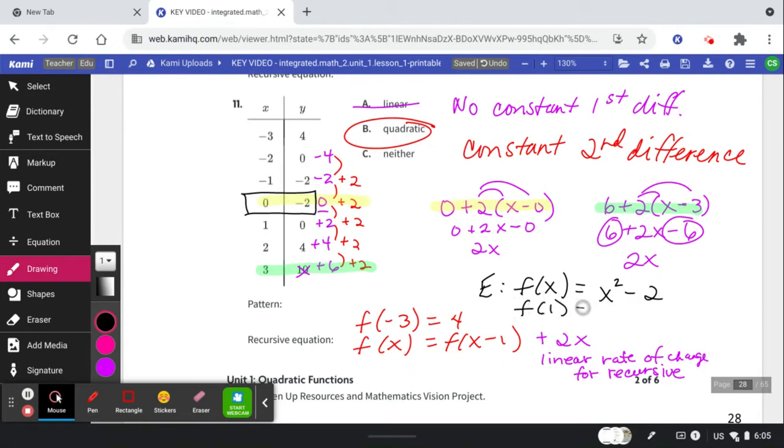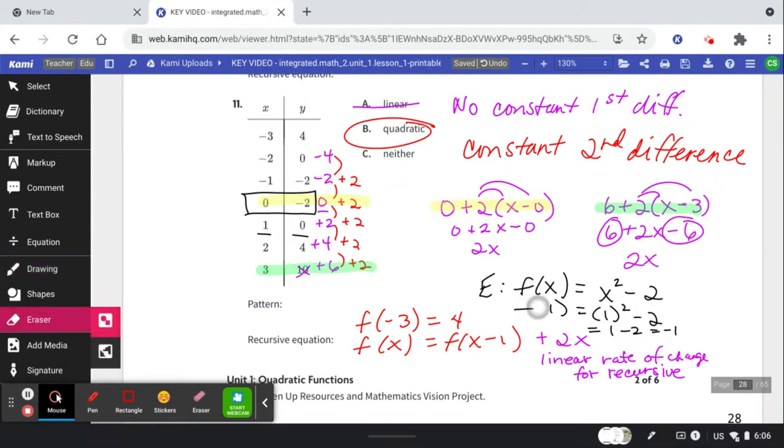F of 1 equals 1 squared minus 2. So 1 squared is 1 times 1. 1 minus 2 is -1. Notice that if I plug in 1, I'm supposed to get a 0. So shoot, it doesn't work. Just doing an x squared minus 2 wasn't enough.